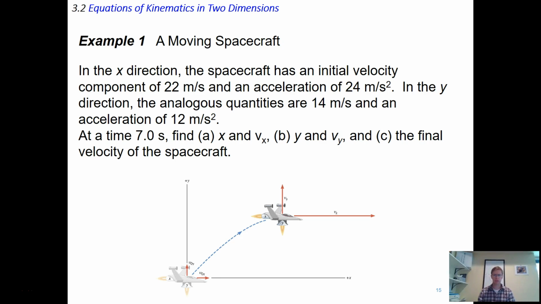Probably I should have explicitly stated this, but if you notice, there's an initial velocity and then I just give you the acceleration. So when you're just given an acceleration like that, we're going to make the assumption that it's a constant acceleration so our equations of motion work.